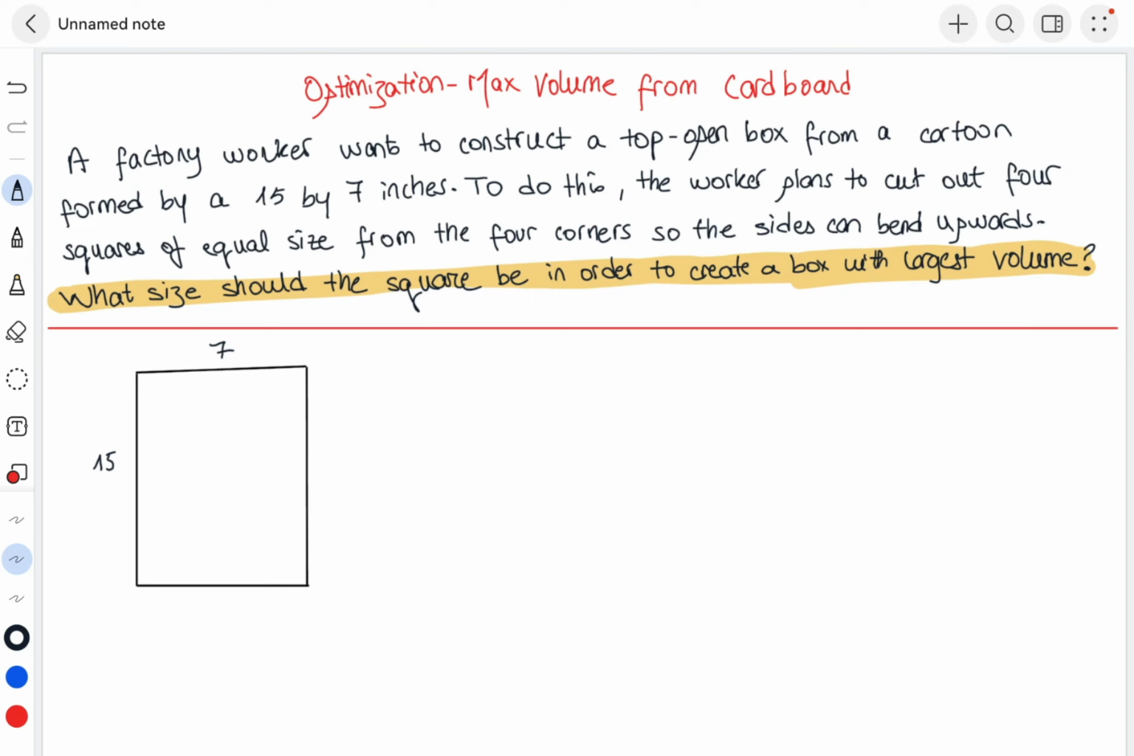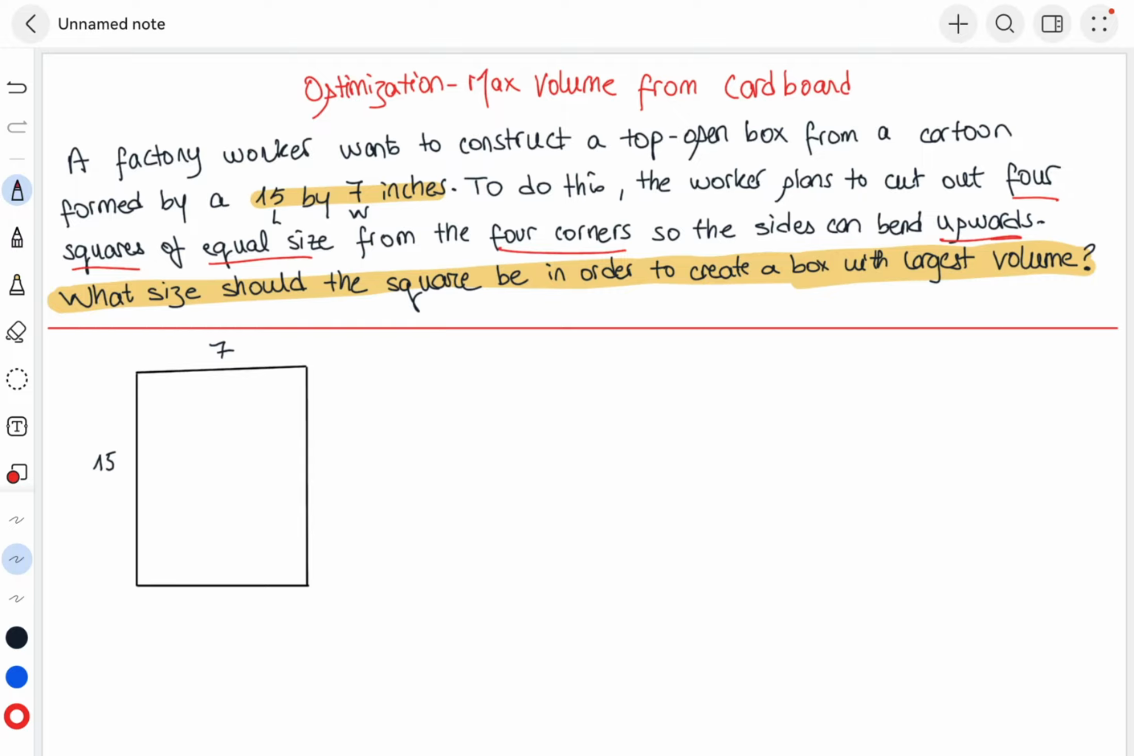A factory worker wants to construct a top open box from a carton formed by a 15 by 7 inches. So, our length is 15 and our width is 7. To do this, the worker plans to cut out 4 squares of equal size from the 4 corners so the sides can bend upwards. What size should the square be in order to create a box with the largest volume?